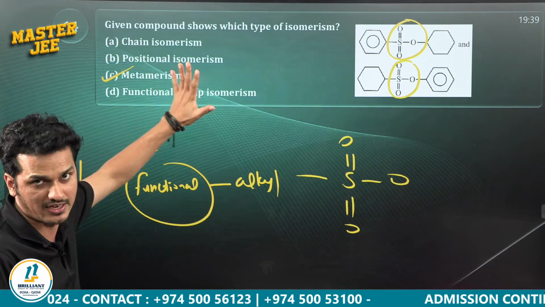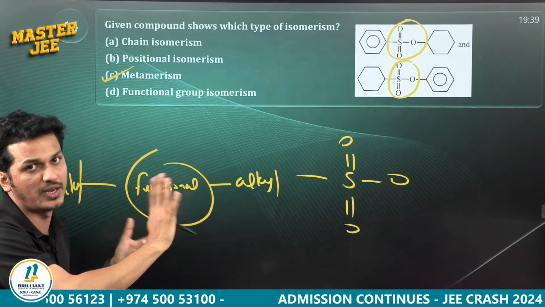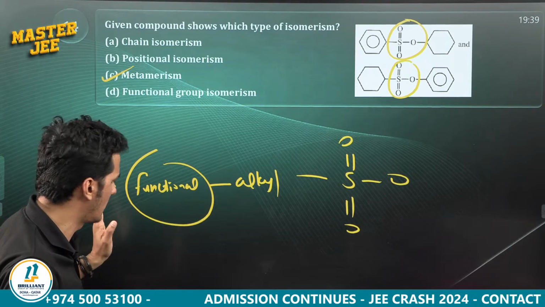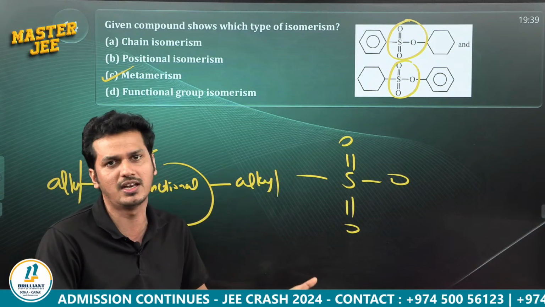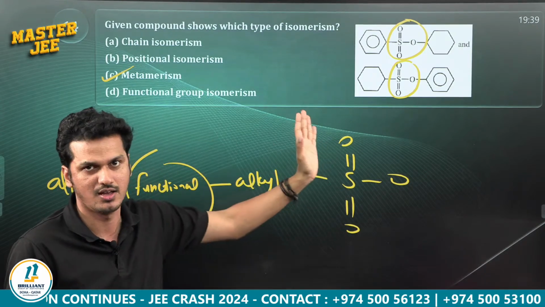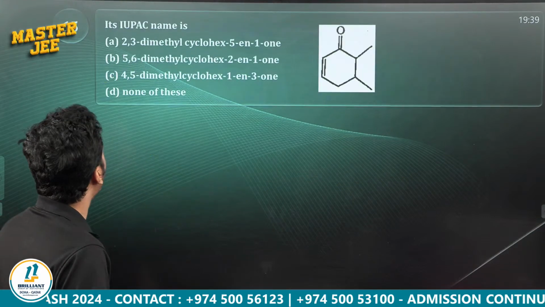Not chain, not position. So you have to remember, in the functional group, the alkyl group on either side should be different. That's the idea. That's all, nothing more. This will generally be shown by ethers as well as secondary amines, and esters, etc. They will show this kind of isomerism. Okay, so then we can move to the next question.